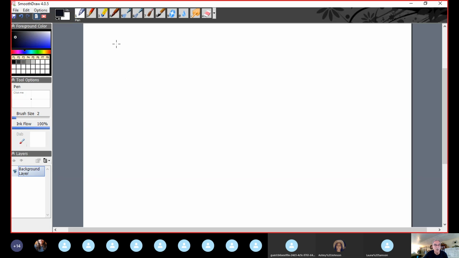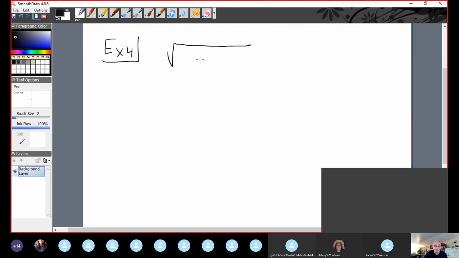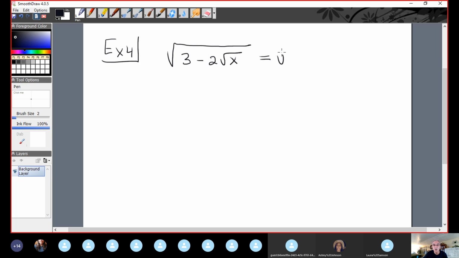What number is the example? We did 1, 2, 3, so this is 4. This is a square root: square root of 3 minus 2 radical x equals radical x. This is one radical inside another radical, but it's okay, it's the same idea. I copy it again because I want to respect the original.